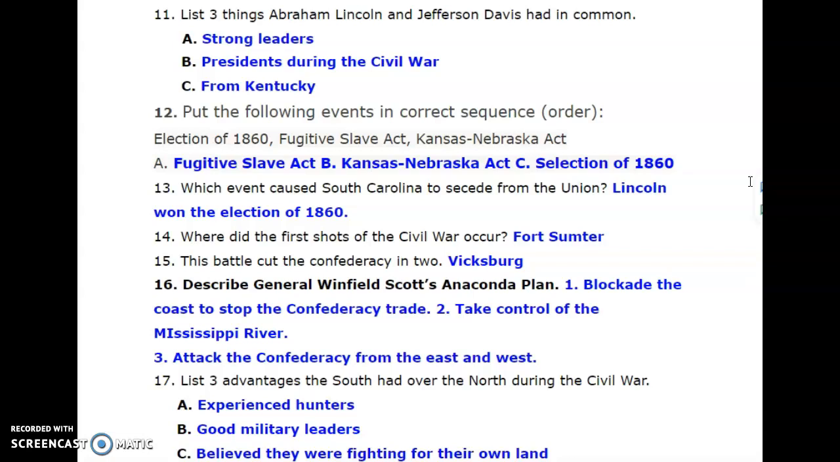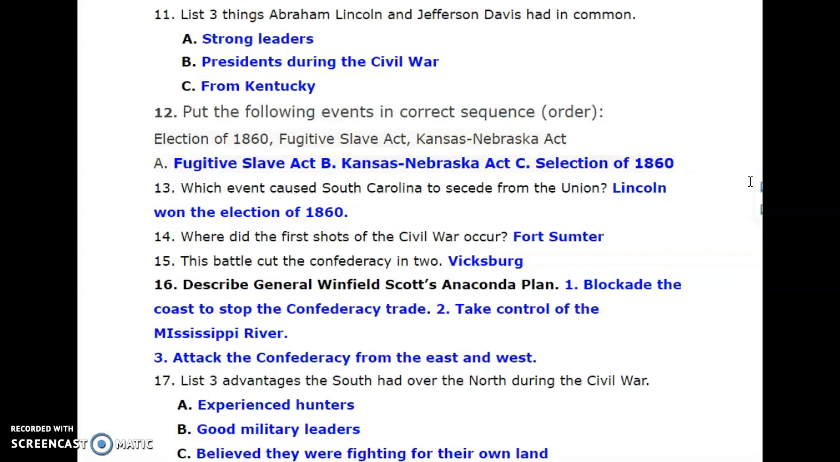Number 11, list 3 things Abraham Lincoln and Jefferson Davis had in common. Well, both were strong leaders and presidents during the Civil War, and both came from Kentucky. Number 12, put the following events in correct sequence: the election of 1860, the Fugitive Slave Act, and Kansas-Nebraska Act. And of course, the correct order of that would be Fugitive Slave Act, Kansas-Nebraska Act, and election of 1860.